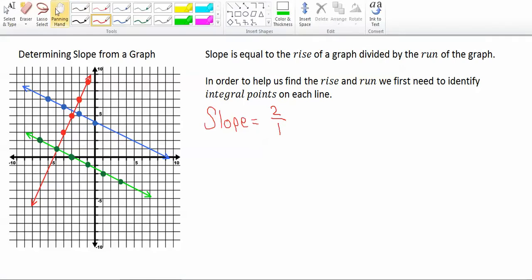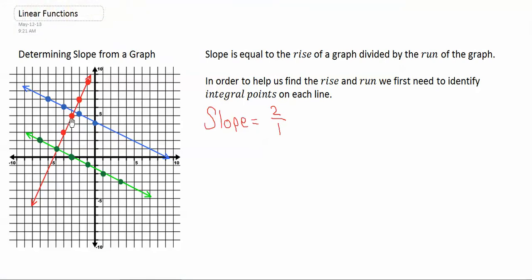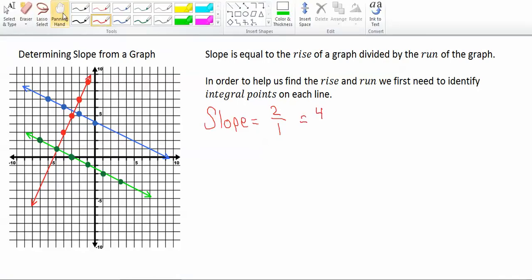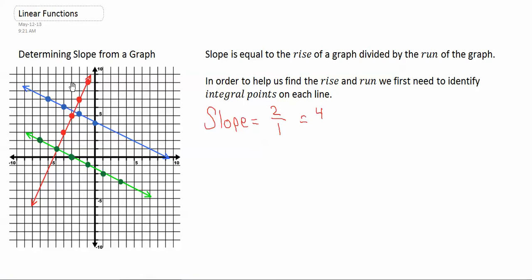Okay? And we can see that that's consistent no matter what points I'm going between. So let's say I'm going between this point here and this point here. So I go up a total of 1, 2, 3, 4. So my change is 4 vertically. And now, what about horizontally? I go right 2, 1, 2. And we see that these two quotients both give us a value of 2. So the slope of our red line is exactly 2.